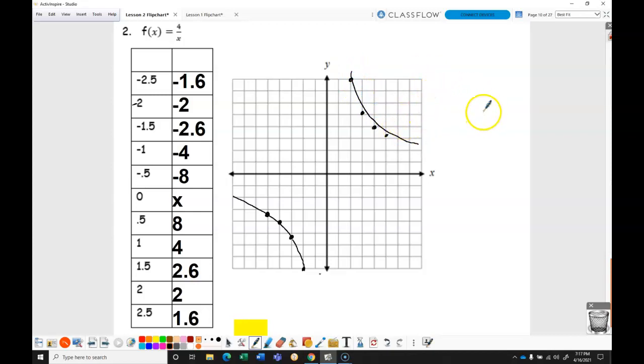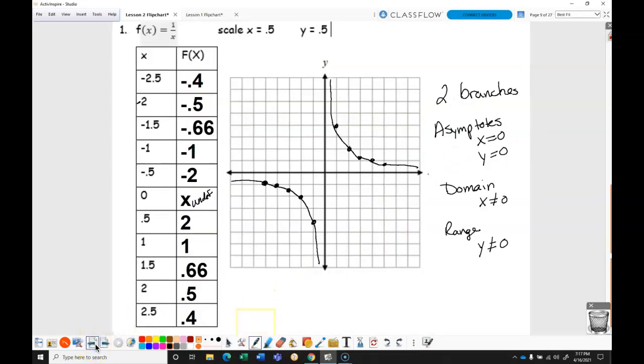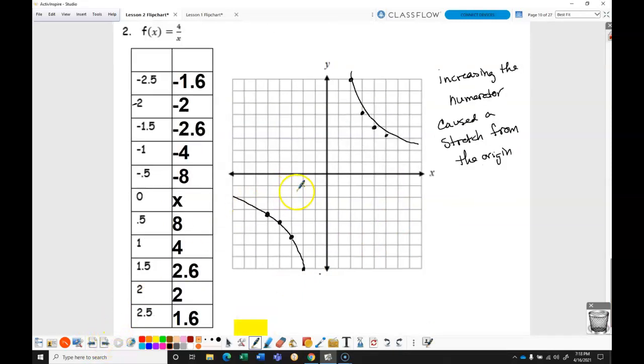I still have the same asymptotes, still have the same domain. I still have the same range. Increasing the numerator caused a stretch or expansion from the origin. Because if we go back real quick and look at the one before this, it was there. See how it was closer to the origin? And then there. And it stretched it away from the origin.